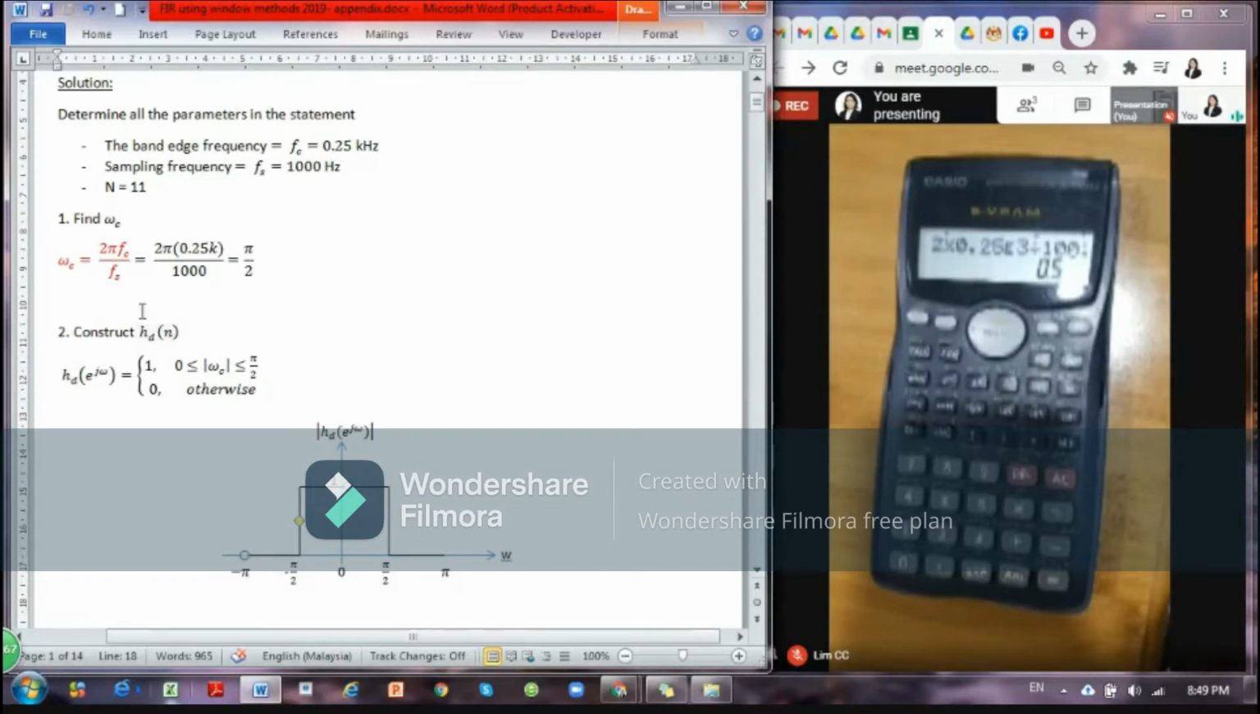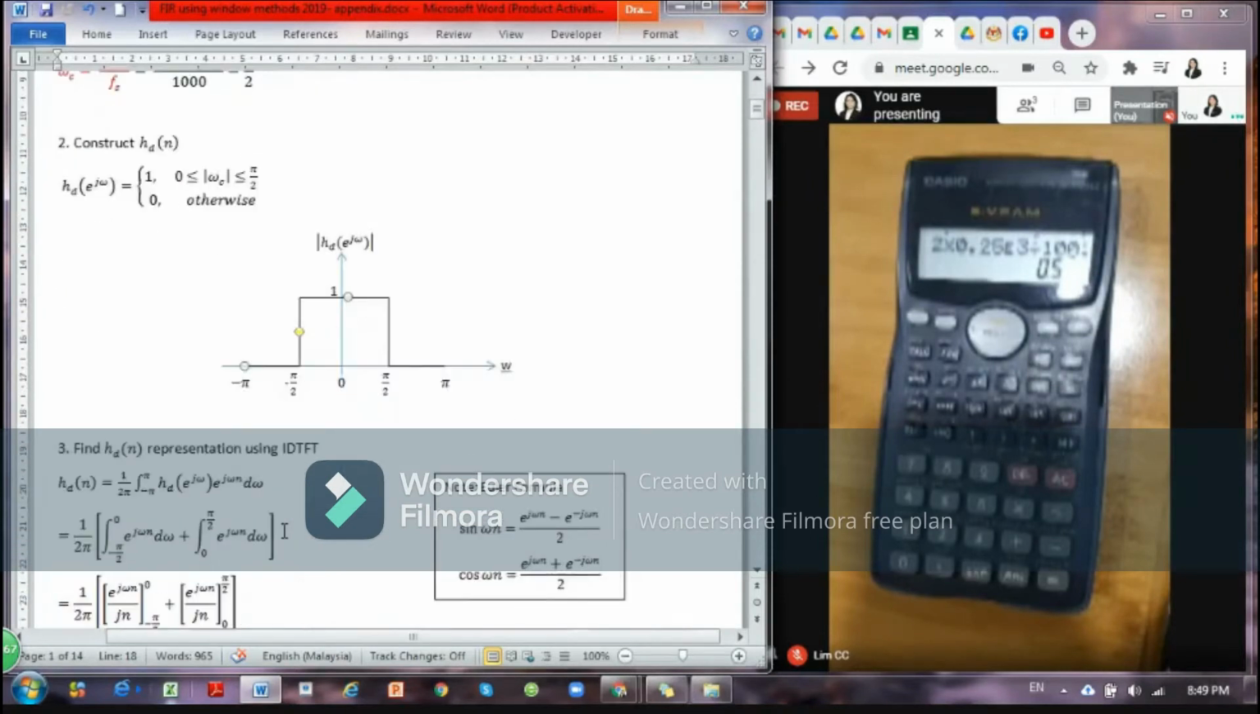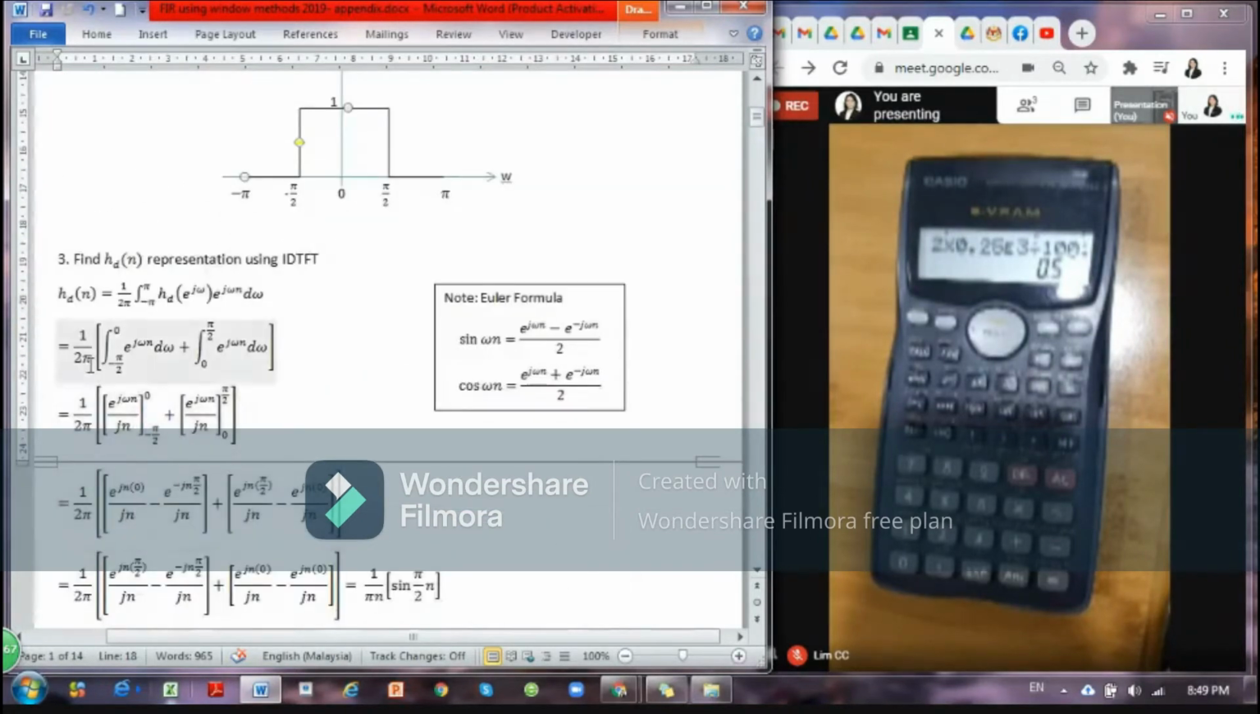So we can construct our Hd, which means we can see here the value is 1 from 0 until pi divided by 2 and from 0 until negative pi divided by 2. So modulus omega c from 0 until pi divided by 2 is 1, and otherwise, other than this value, here is 0, here also is 0. Then we go to step number 3.